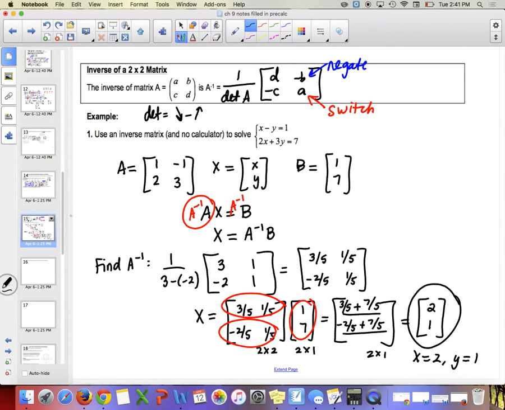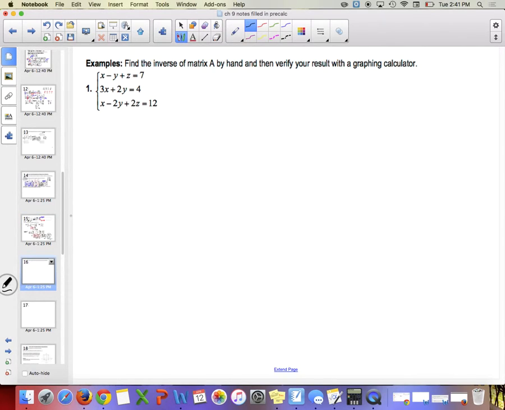All right, number 2. So here's where it gets hard. I'll probably only have one of these on the test if I put it on the test. Okay. Find the inverse of matrix A by hand, and then verify your result with a graphing calculator. So I'm not actually even solving this. I'm just finding the inverse right now. So A would be 1, negative 1, 1, 3, 2, 0, 1, negative 2, 2.